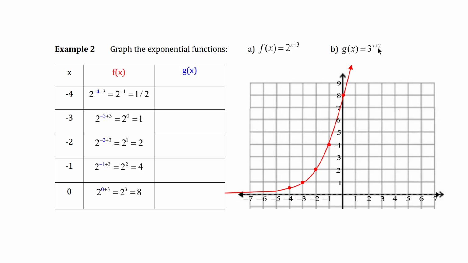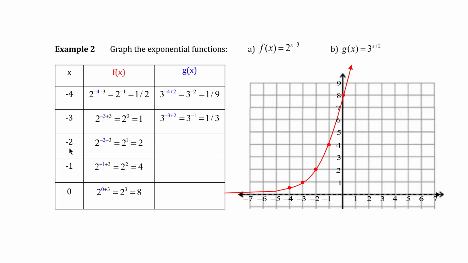Alright, so let's go ahead and fill in our chart. Starting with -4, we're going to plug that into the function g. We get 3 to the -4 plus 2 power, which simplifies to 3 to the -2 power. This is equal to 1 over 9. For -3, we get 3 to the -3 plus 2 power, which simplifies to 3 to the -1 power. This is equal to 1 over 3.